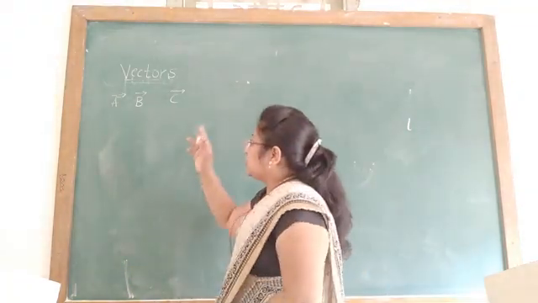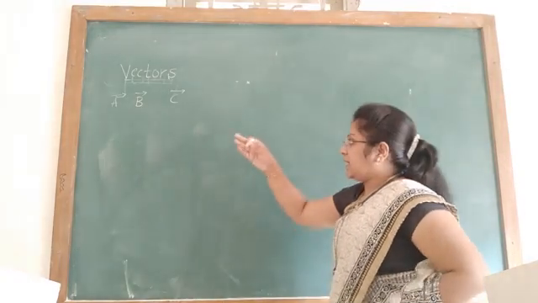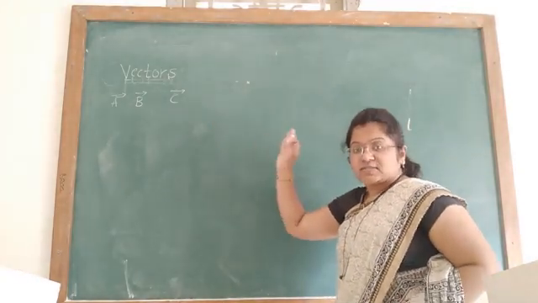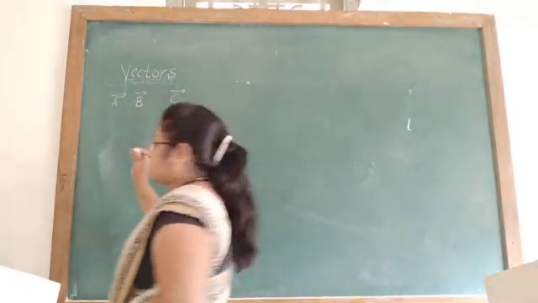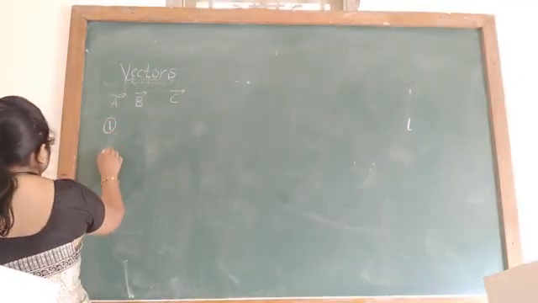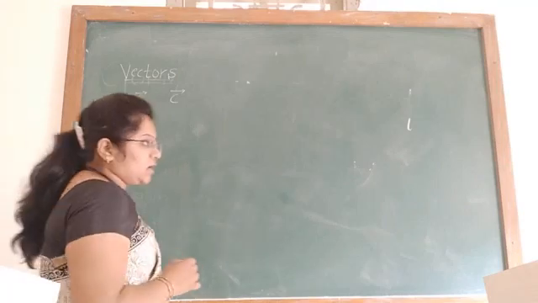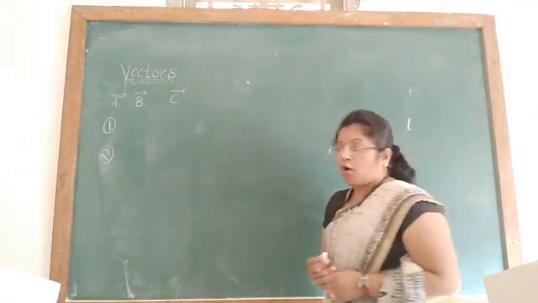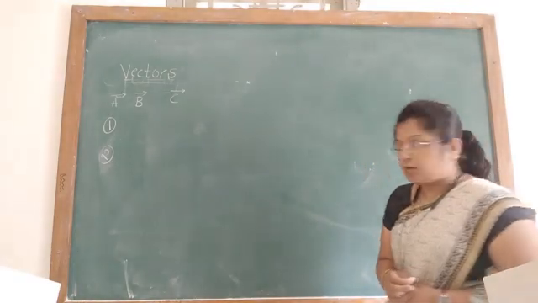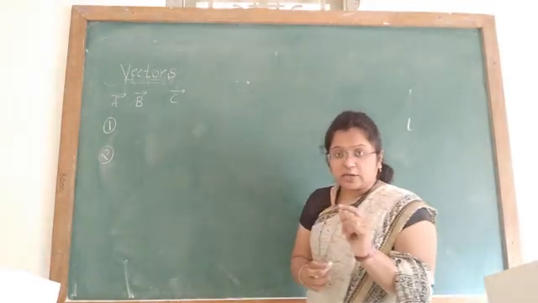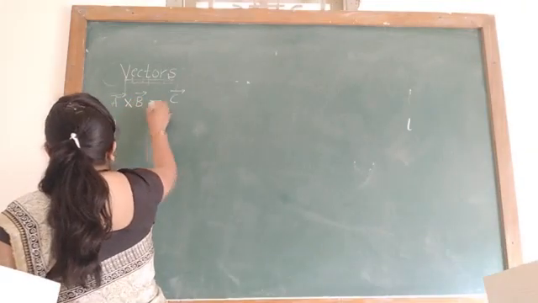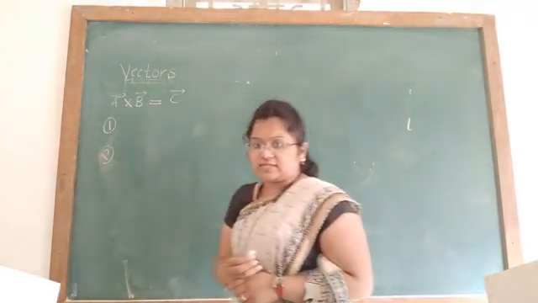Okay, so if you multiply two vectors A and B, you will get a vector C. About that vector C we will study 2 points: the magnitude of C and the direction of C. Now to show the vector product, we will use the sign like this. Cross product also we can say.